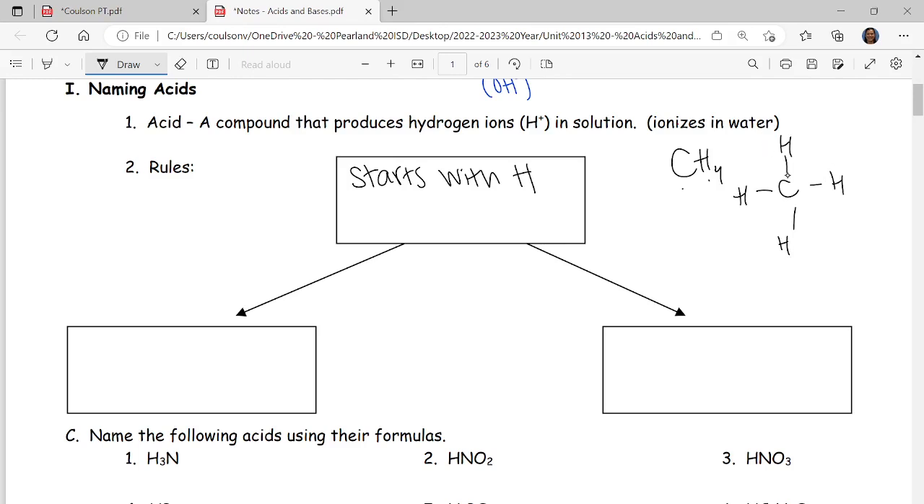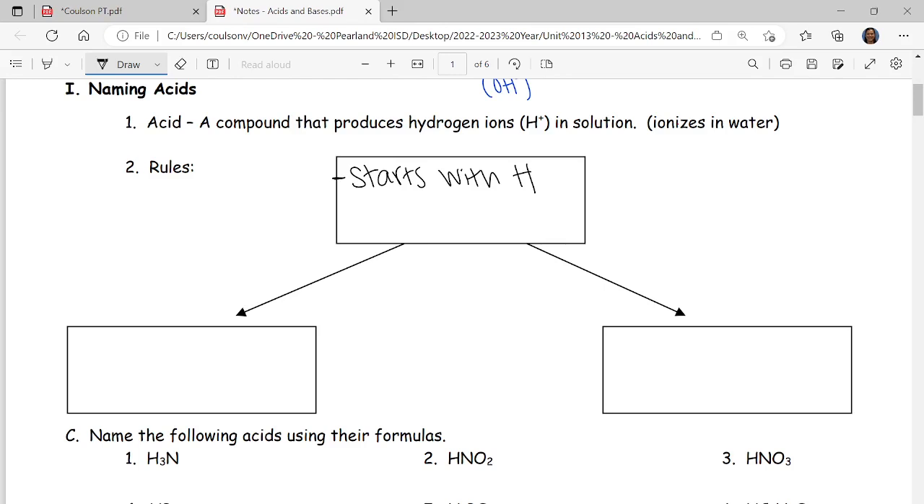When you put that into water, first of all, it's not going to dissolve because it's nonpolar. Second of all, it's not going to ionize. It's not going to dissociate because it's covalent. It's not forming ions. Make sense? Okay. So if the compound starts with hydrogen, that would make it an acid.